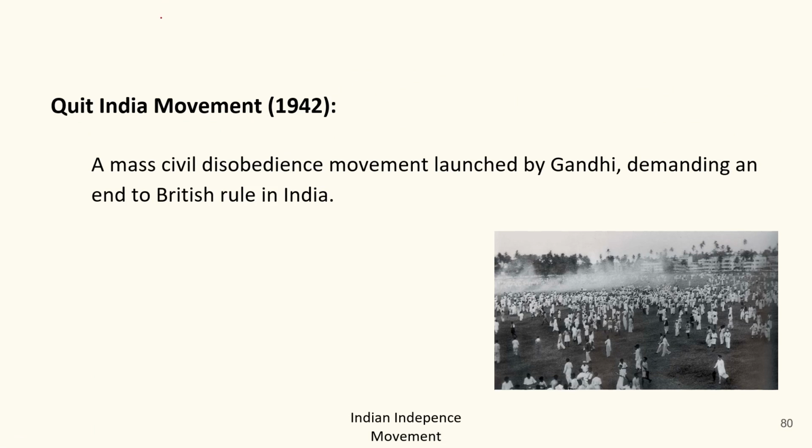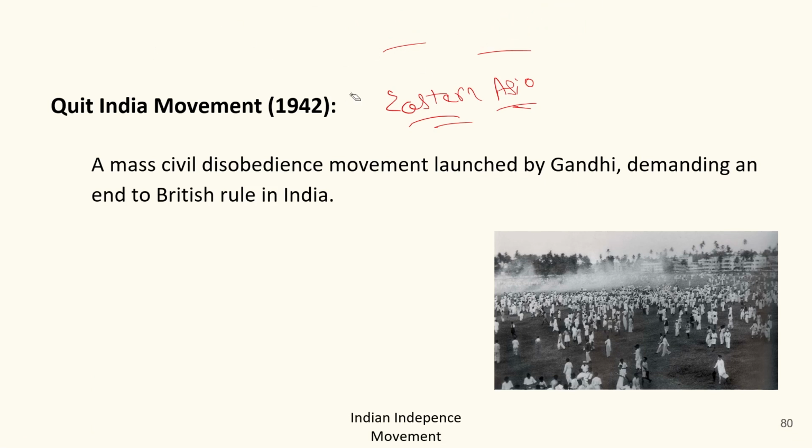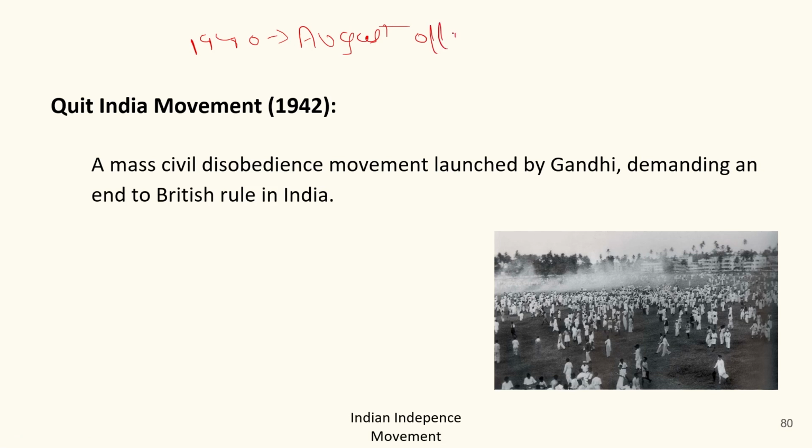Till then, remember that Western Europe was fighting with each other. USA was also participating. And Eastern Asia, mainly Japan, was also participating in this war. Okay, and the British government was also participating in this war. So the war began in 1939, and to ensure the proper coordination of the Indian soldiers and to avoid any mass protest from the Indian side, in 1940 the Britishers made the August Offer. And who was Viceroy?